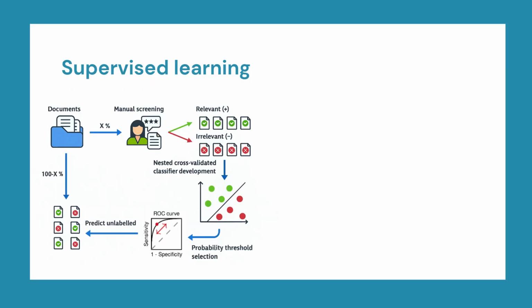Supervised learning is a machine learning technique that uses labeled datasets to train algorithms to predict outcomes. In our case, supervised learning models are trained with a subset of manually labeled publications to predict the relevance of the rest of publications not screened by the user.